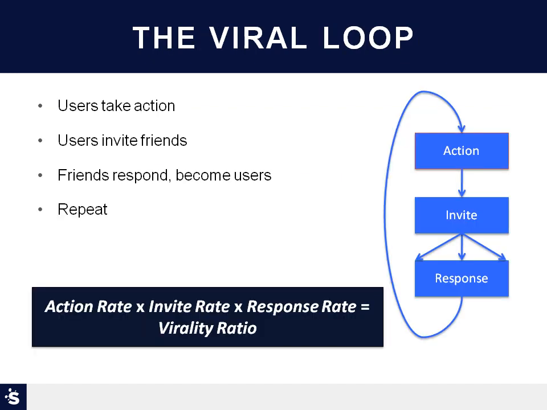So just to dig in a little bit more and try to understand what's going on here, we can actually look at something that's called the viral loop. And this describes how growth actually works in the context of the campaign here. So there's really 3 steps to the process. The first one is the action step. And that's actually having someone who's coming to your site take the action that you want.